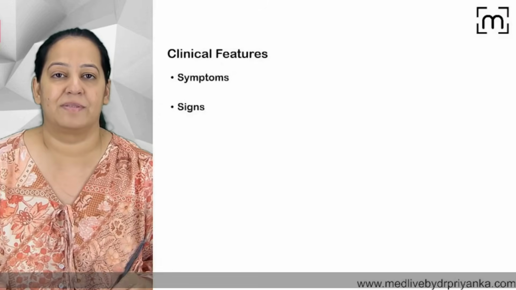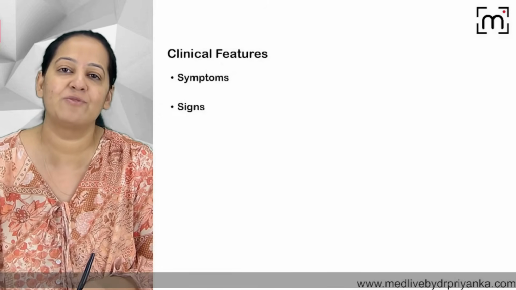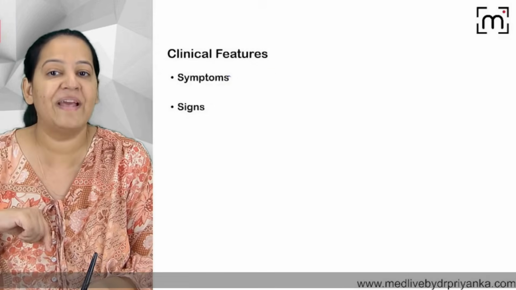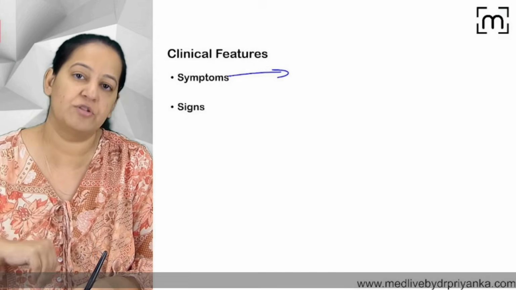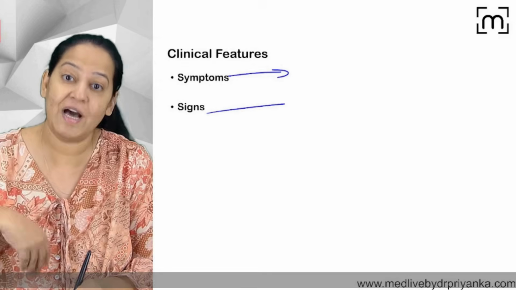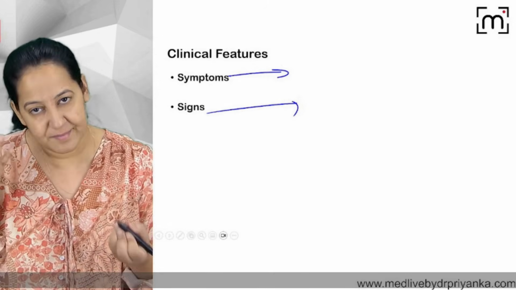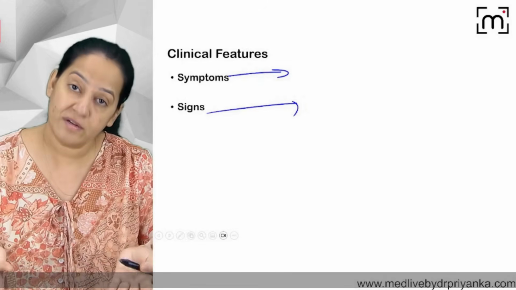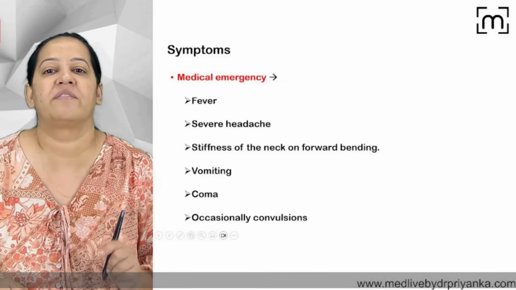Now coming to the symptoms, the clinical features. In clinical features, we have two things: symptoms and signs. Symptoms are the patient's complaints, what the patient is saying to the doctor. What the doctor is examining in the patient is a sign. So what are the symptoms and signs of acute bacterial meningitis? One by one we will see.